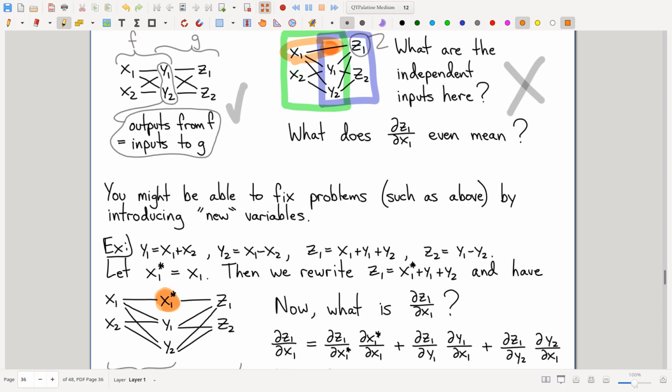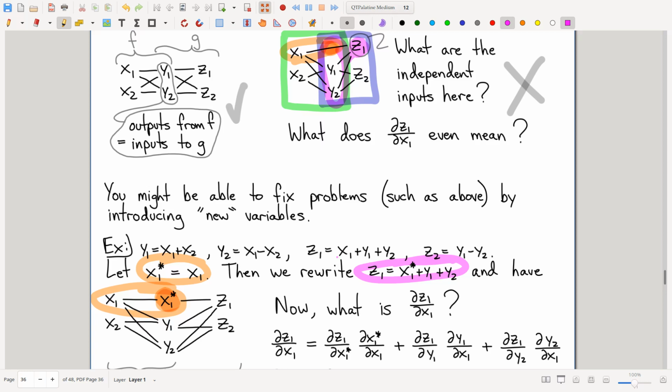This new variable I'm introducing is literally x1. I want to call it x1 star just to distinguish it as a different variable, but it's morally x1. And then I just have to rewrite, for example, when I say z1 is a function of that new variable and y1 and y2, well, I just have to rewrite that z1 can't be a function of x1, it's a function of its mirror, its ghost, x1 star, like so.